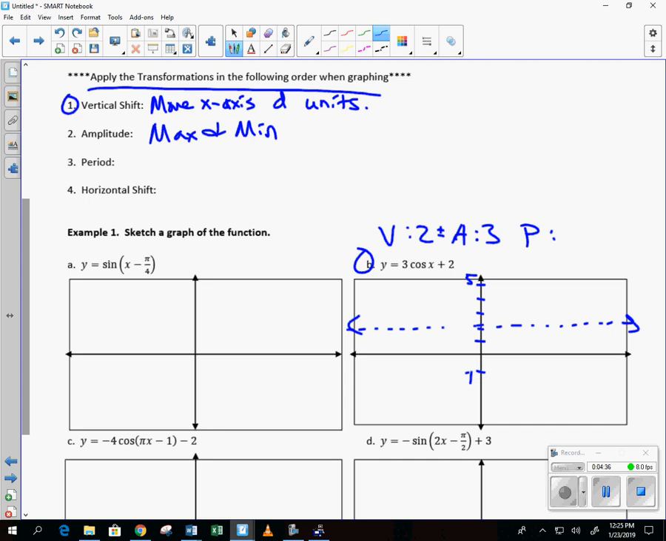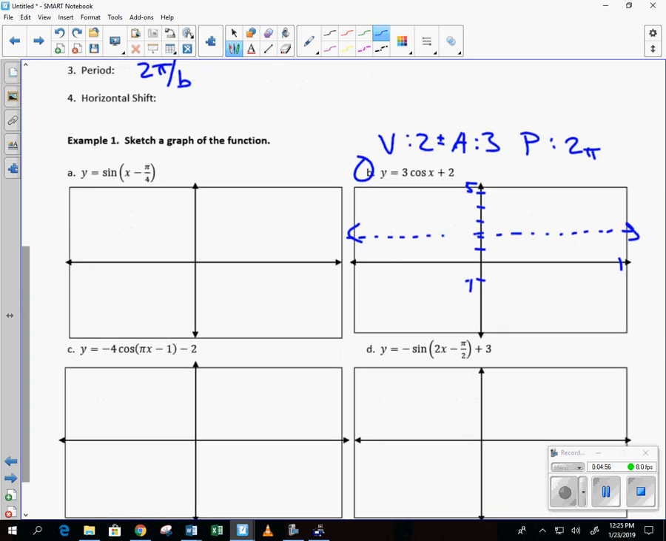Period. What is it? 2 pi. Excellent question. I take 2 pi and divide it by the b value. The b value is whatever is in front of x. There's a 1 in front of x, so it's just 2 pi. I divide it into how many parts? Why? Because there's 4 quadrants. It takes sine and cosine 4 quadrants to repeat itself.